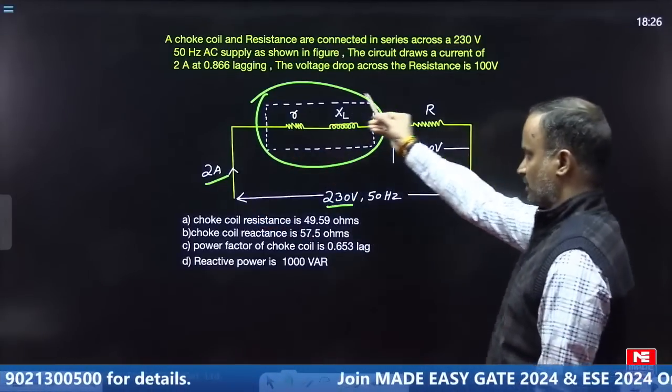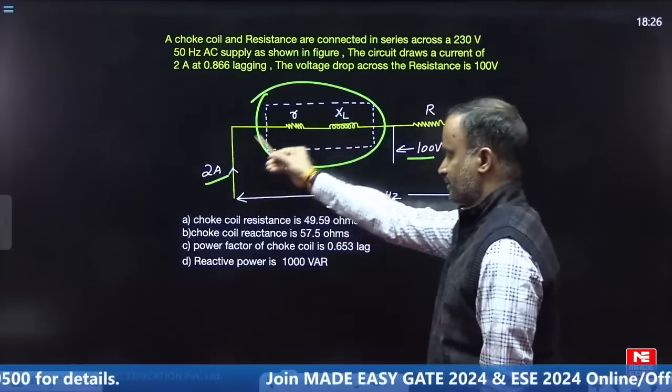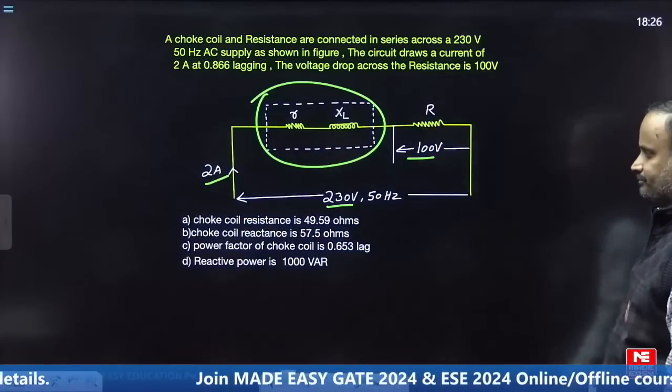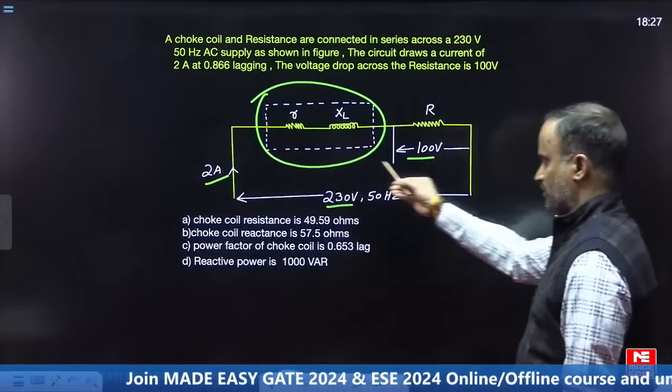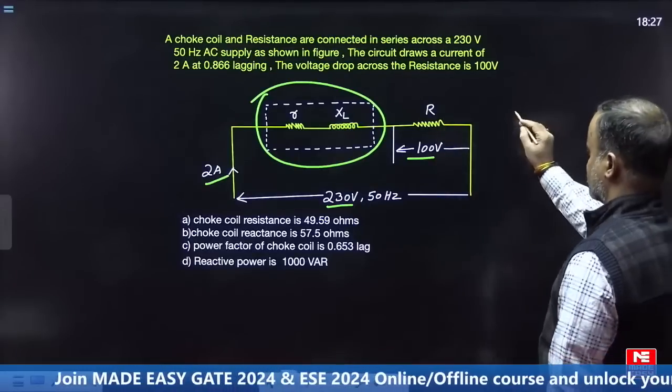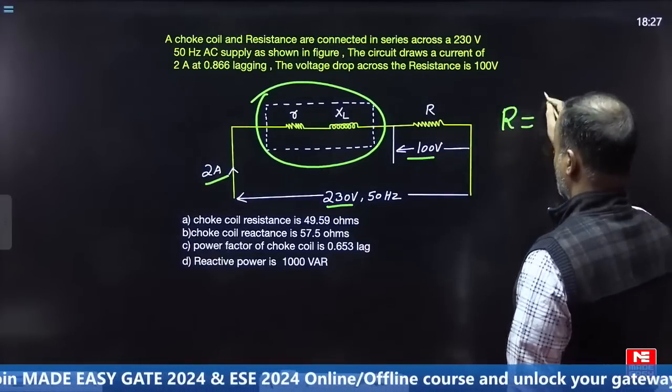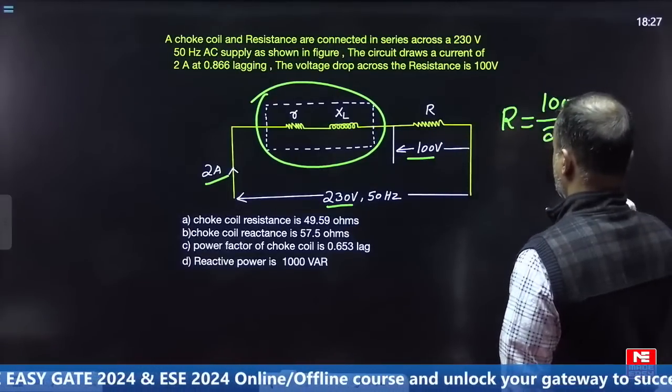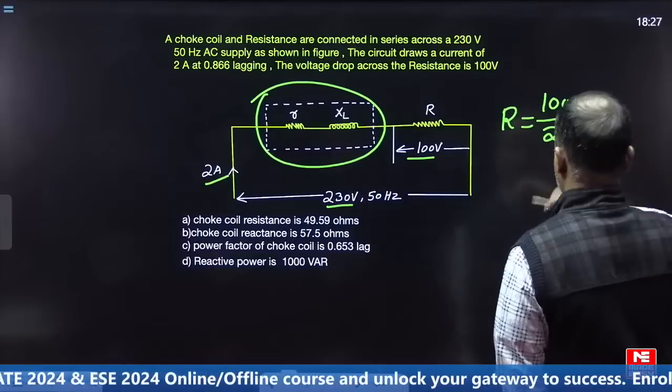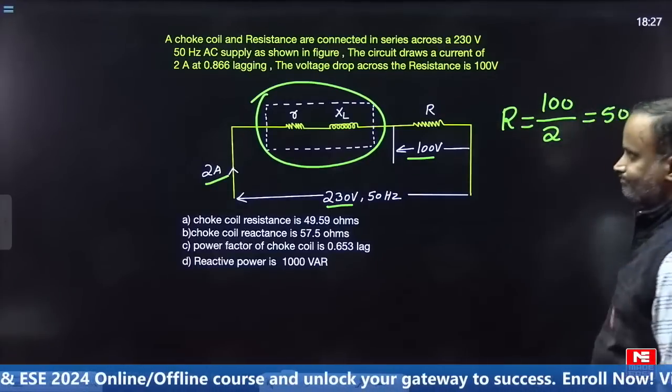In the series circuit, the current in all elements is the same. For this one, current is known and voltage is known. From these two, first can you find out the external resistance? 100 by 2 equals 50 ohms.